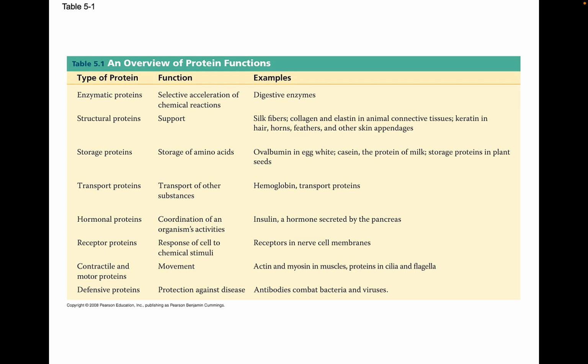Another role for proteins is hormonal. Hormones are proteins that act at a distance from the site of origin. So, for example, we have insulin that's produced in our pancreas, but it's secreted into our bloodstream, and it's active in all the cells of our body to help sequester that sugar that's in our bloodstream.